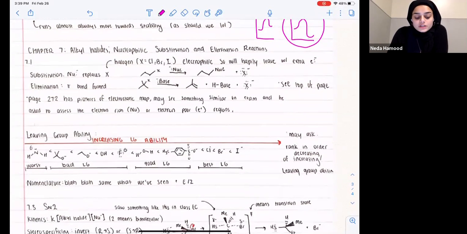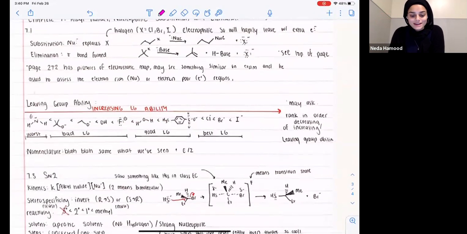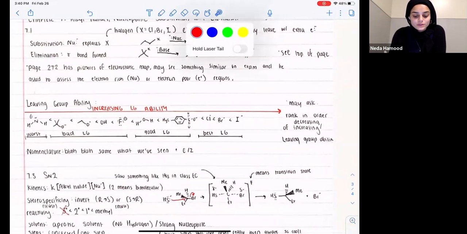Page 272 has a picture of your electrostatic maps, and you might see something like that on the exam. You might be asked where is the electron rich part of it, or which one is the electron poor. I've definitely seen questions where he's just asking about electrostatic maps, and that sometimes throws people off because it's not really something that you're just looking at. So definitely take a second to understand that red just means electron rich. It's pretty much as simple as that. But when you look at it, it's one of those questions where you're like, oh, now I definitely know how to answer this.